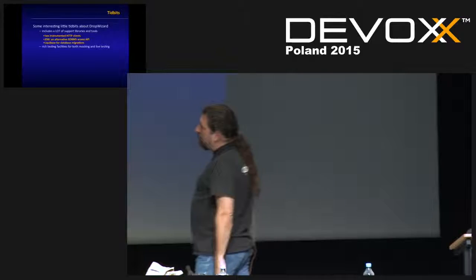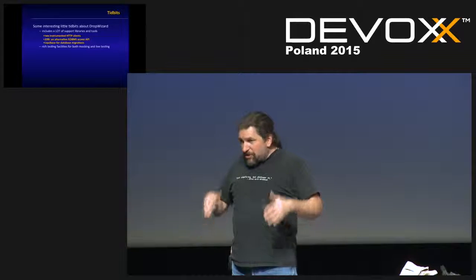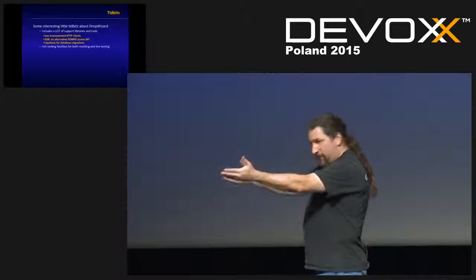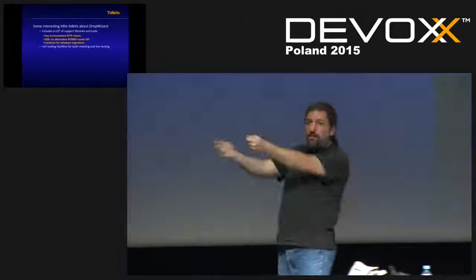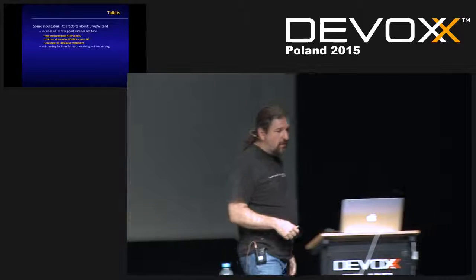DropWizard also includes HTTP client libraries, because they take the perspective that if you're building an HTTP web API, chances are better than even that you're also going to be calling other HTTP APIs. And so therefore, let's give you HTTP clients that make it easier to make those calls out of this server, as well as doing whatever it is you're doing inside the server.